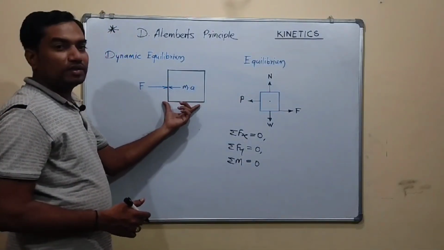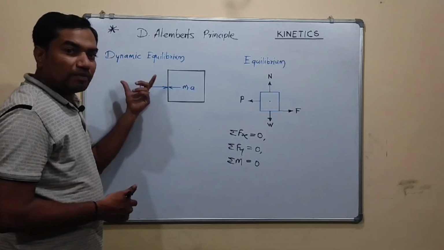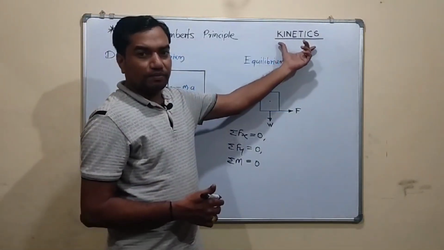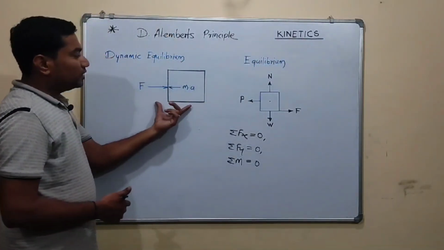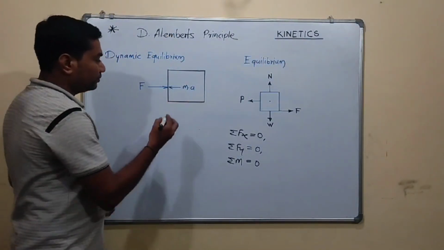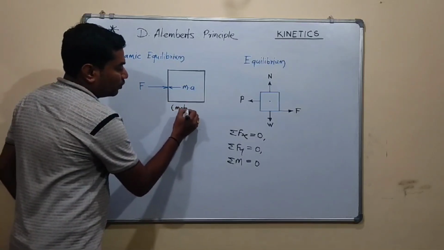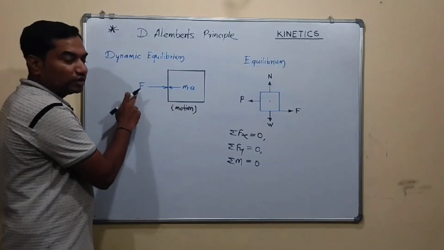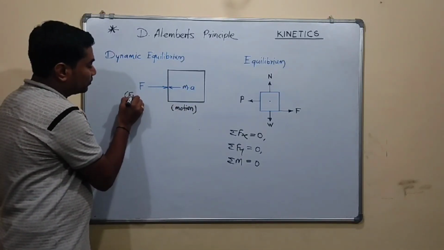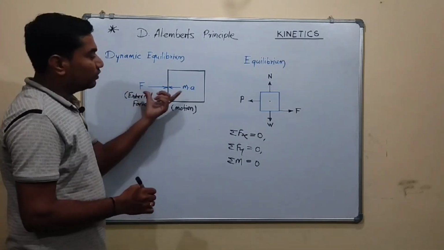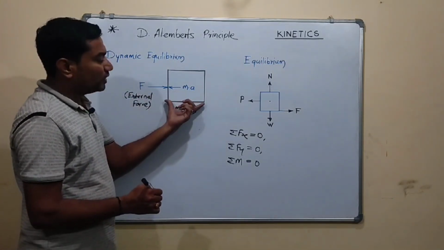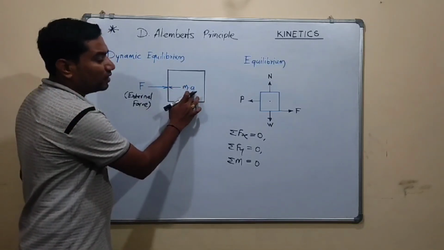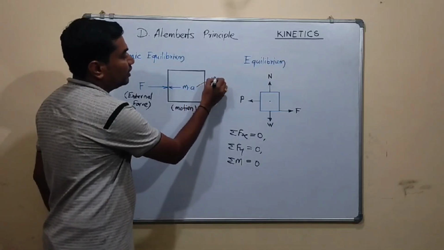Dynamic equilibrium is the equilibrium applicable to a body which is in motion, so that is nothing but the kinetics part. If we consider this body, it is in motion, and the force causing the motion is F. This is the external force, and due to this external force acting on the body in motion, the body tries to resist. That is the inertia force, which is ma. So ma is the inertia force.